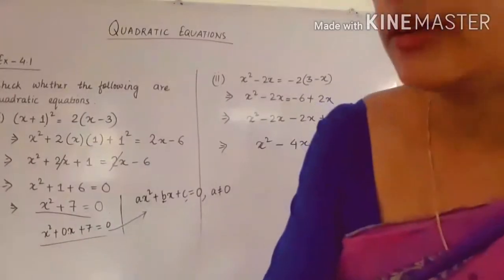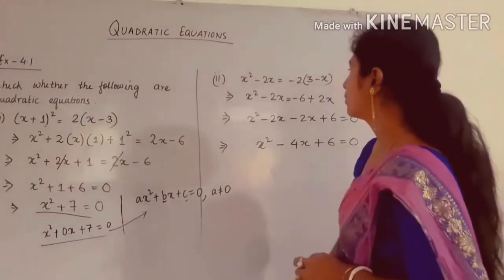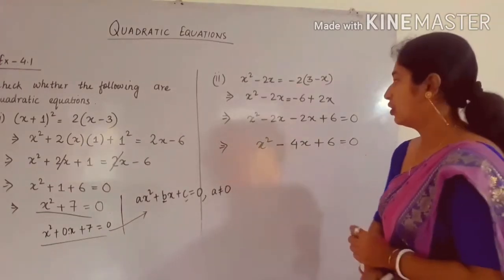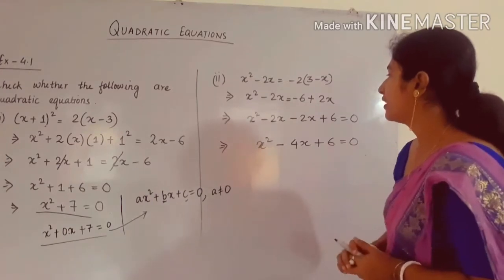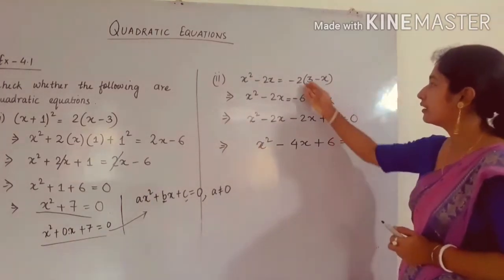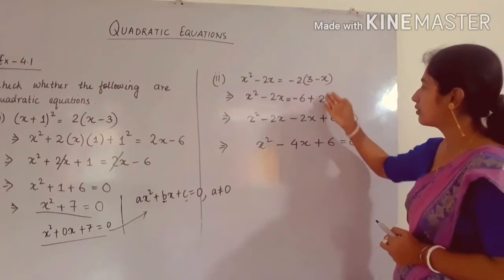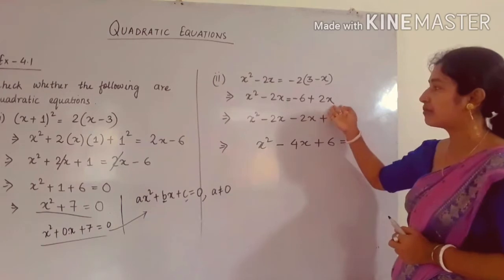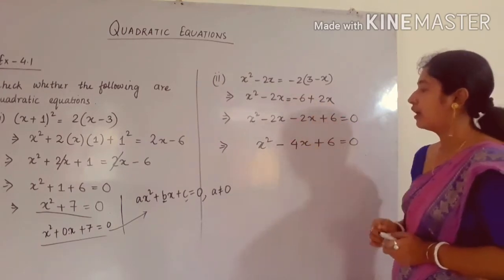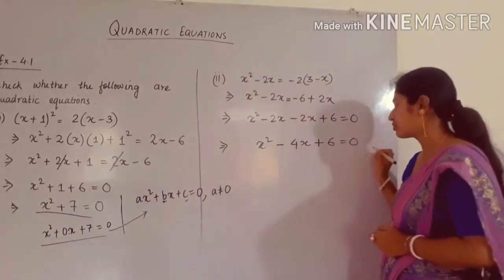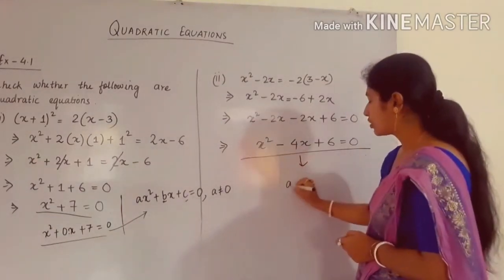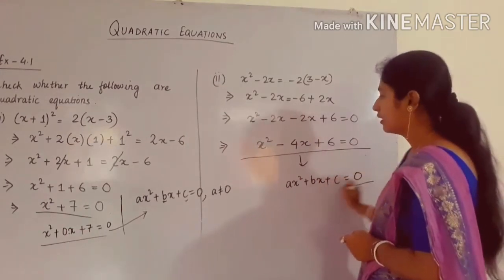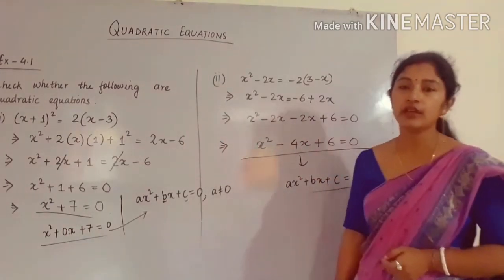Next, come to the second one: x square minus 2x equal to minus 2 into bracket 3 minus x. After simplifying, after opening the bracket, we got minus 6 plus 2x. Then we transfer this term to the left hand side. After simplifying, we got x square minus 4x plus 6 is equal to 0. We can compare this equation with ax square plus bx plus c equal to 0, and finally say that this is also a quadratic equation.